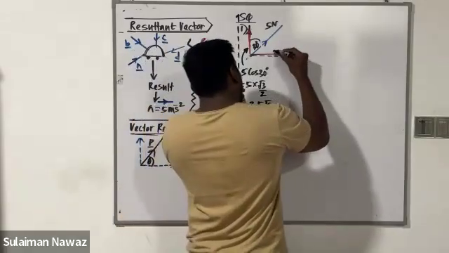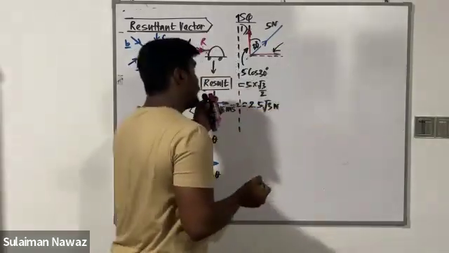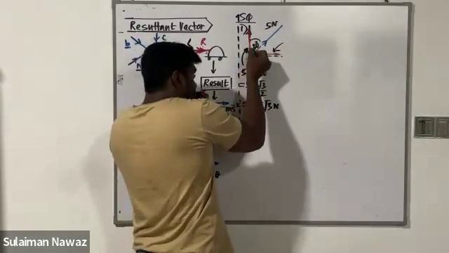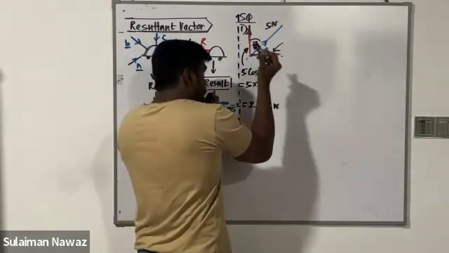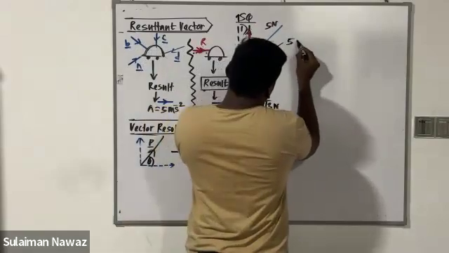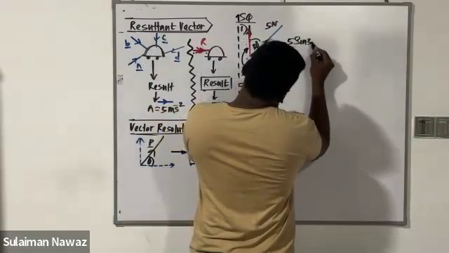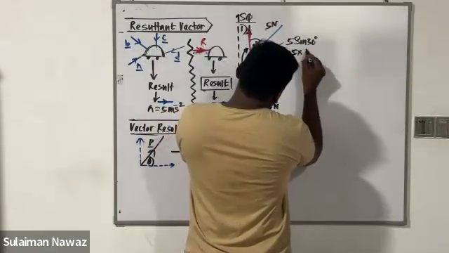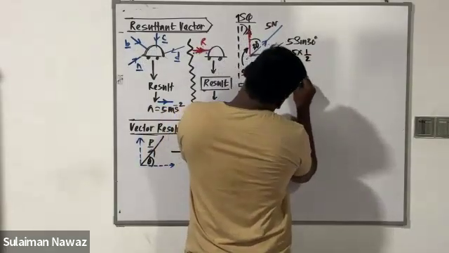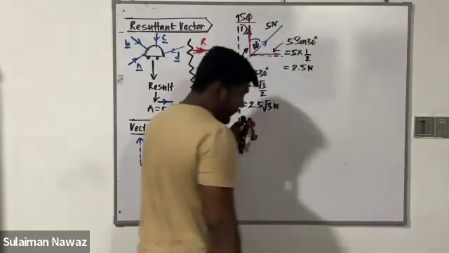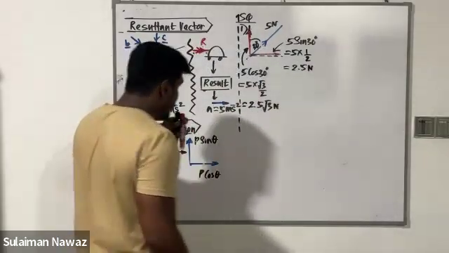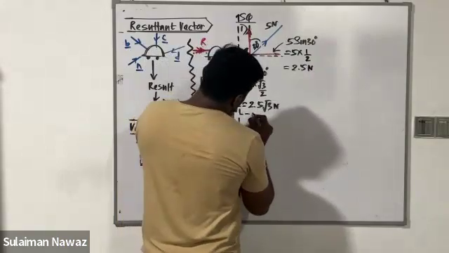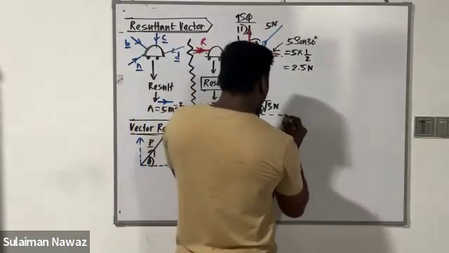Then how do we find this component's magnitude? The component touching the angle is cos, the other one is sine. This one will be 5 sine 30. Sine 30 means half, so that means 2.5 Newton. That is sample question 1. So let's do sample question 2 also.